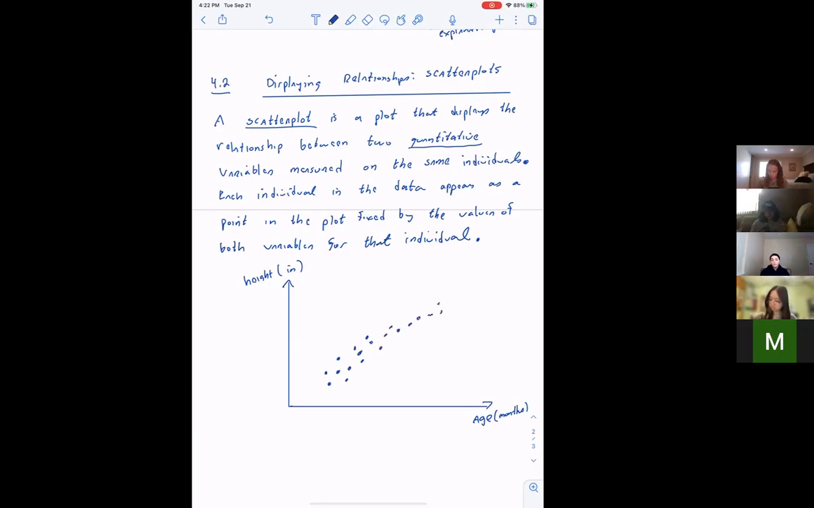maybe something like this might be an appropriate scatter plot with, you know, a few outliers now and again for abnormally tall or short people. But something like this might be a scatter plot for age versus height. Each dot represents one individual, and you have some scale on your horizontal axis and you have some scale on your vertical axis. And what we're trying to see is whether or not there's a connection between one variable and the other.